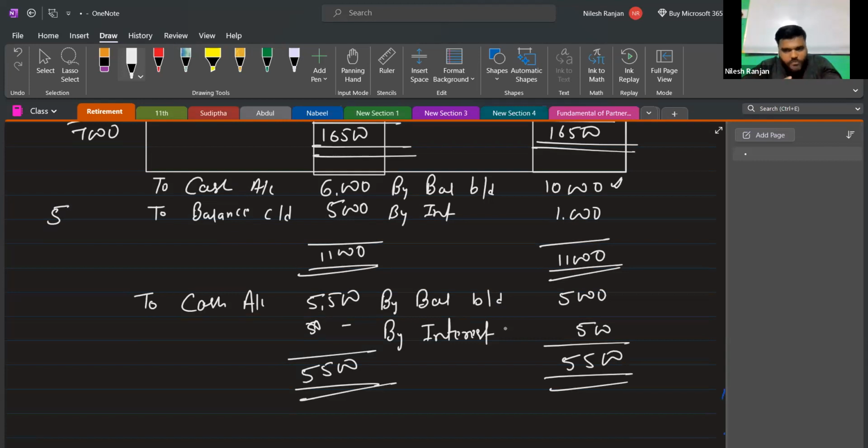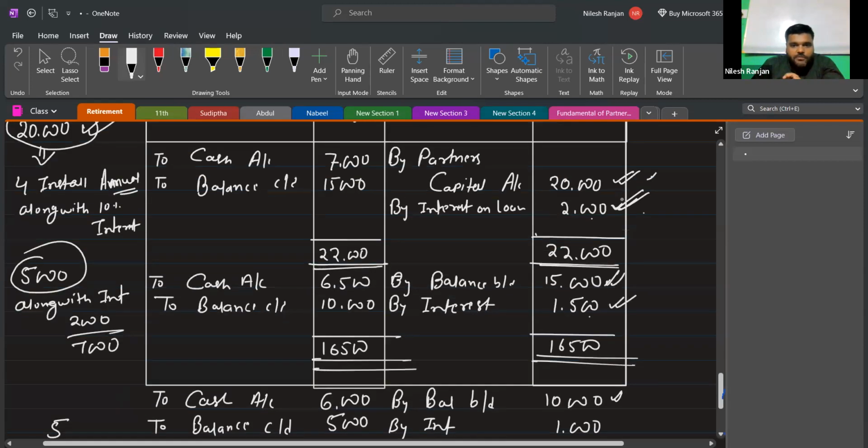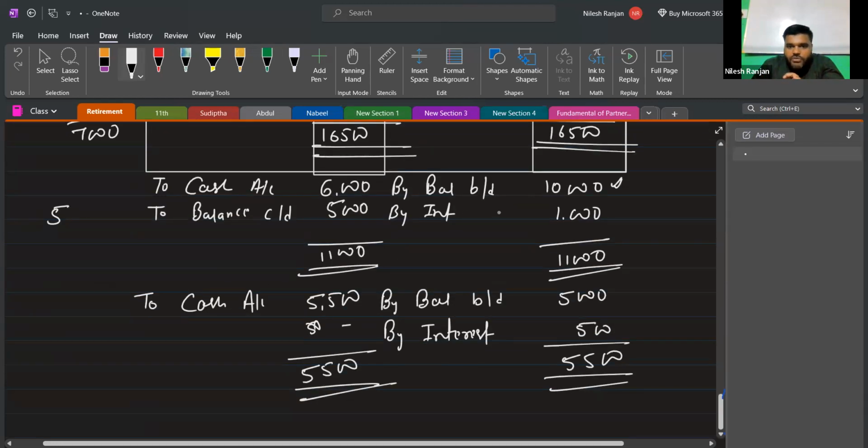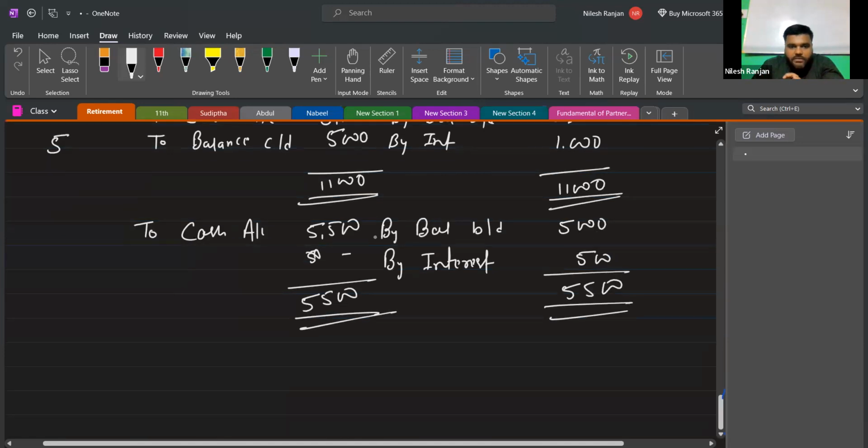First, you have to transfer the amount from partners' capital to retiring partners' loan account. You have to calculate the interest on opening balance of each year. And then you have to pay the amount of principal and interest together. So 5,000 was principal installment and interest is 2,000 in first year, 1,500 in second year, 1,000 in third year, and 500 in fourth year. So you add all these with the 5,000 and you get 5,000 plus 2,000, 7,000, 5,000 plus 1,500, 6,500, 5,000 plus 1,000, 6,000, and 5,000 plus 500, 5,500.